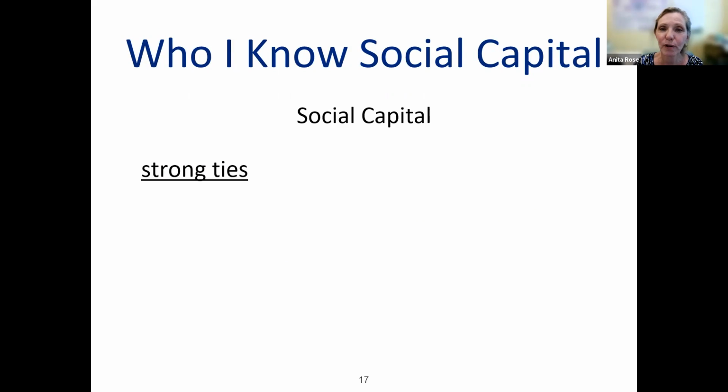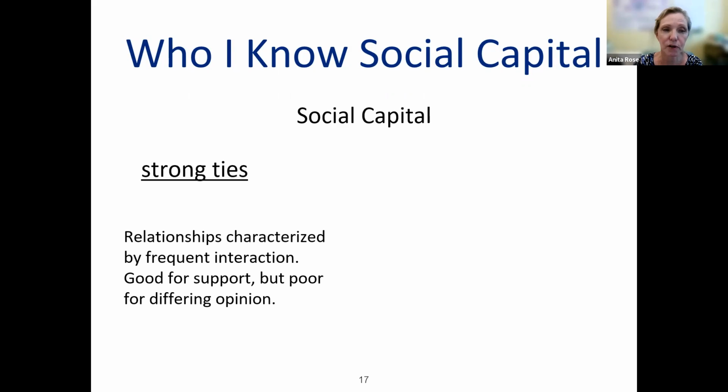Okay, and then who I know as far as social capital. So you have strong ties. What are strong ties? They are relationships that you have that are strong relationships. They are people you know well, good support systems, but they're usually poor for offering different opinions because oftentimes they will be agreeable with you. So that is something to consider when you're looking at social capital.